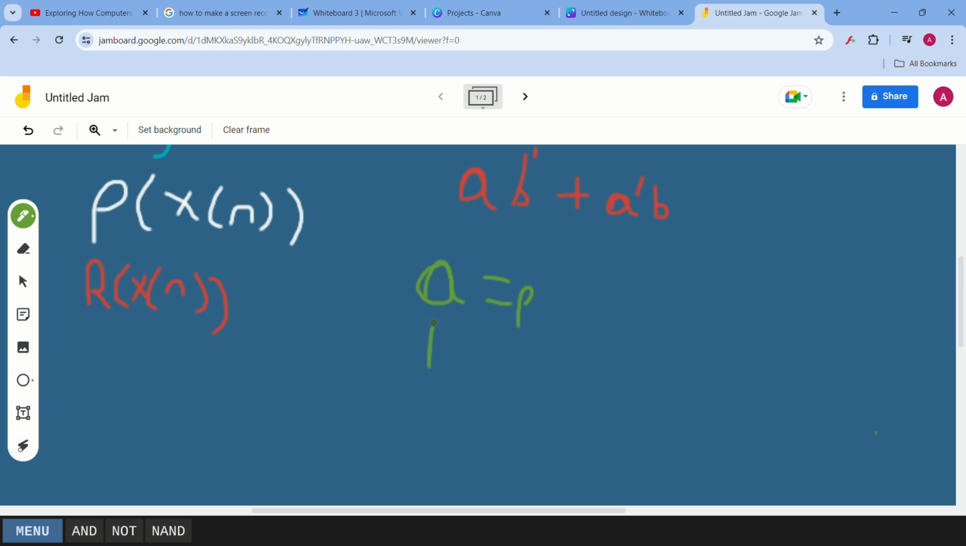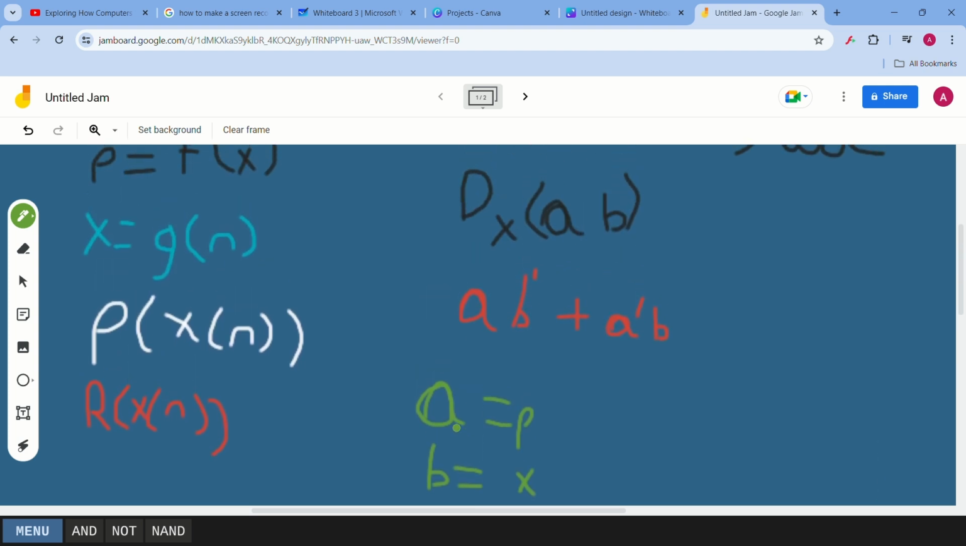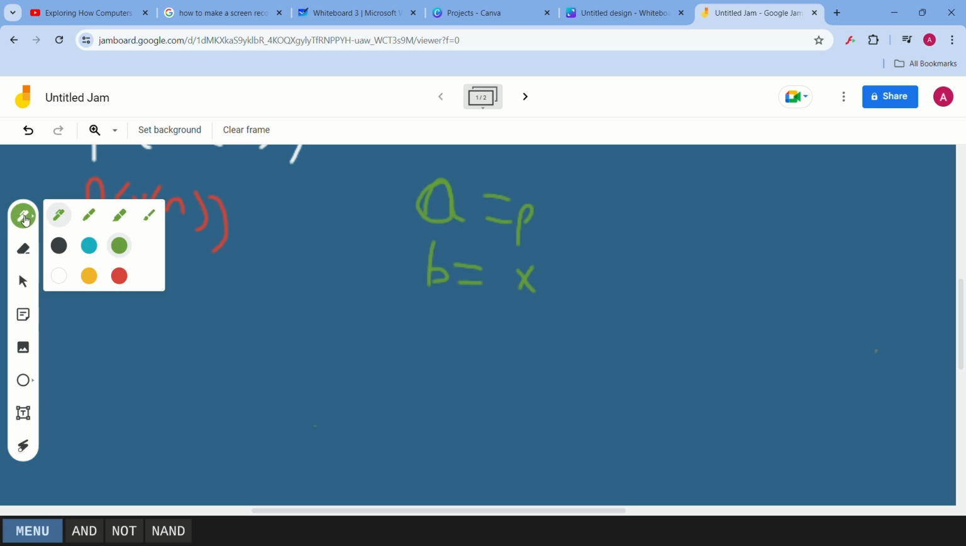And B is going to be X. So then, we have P. Let me just change the color if you can handle that. P times the derivative of x, or x prime, which is dx over dn, because x is a function of n. So x in this case is like a y, and n is like our x. N is our independent variable.